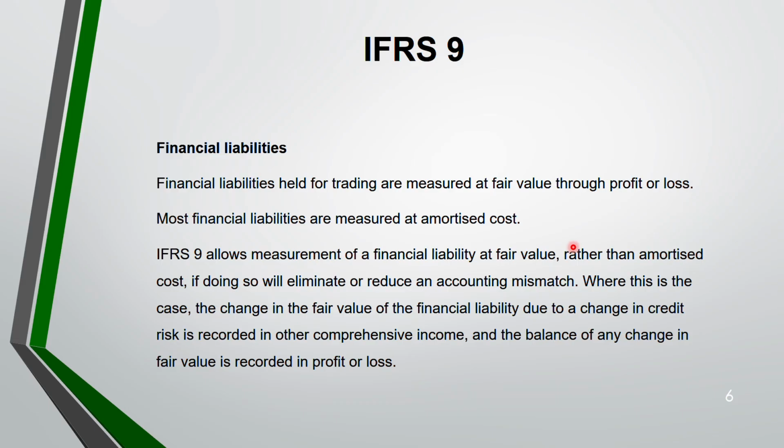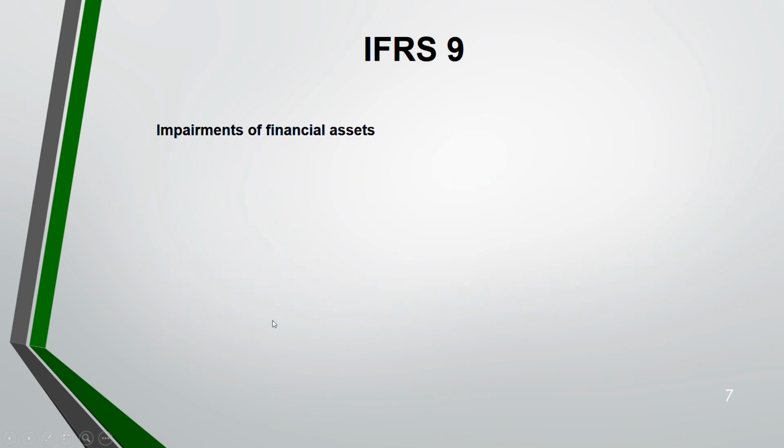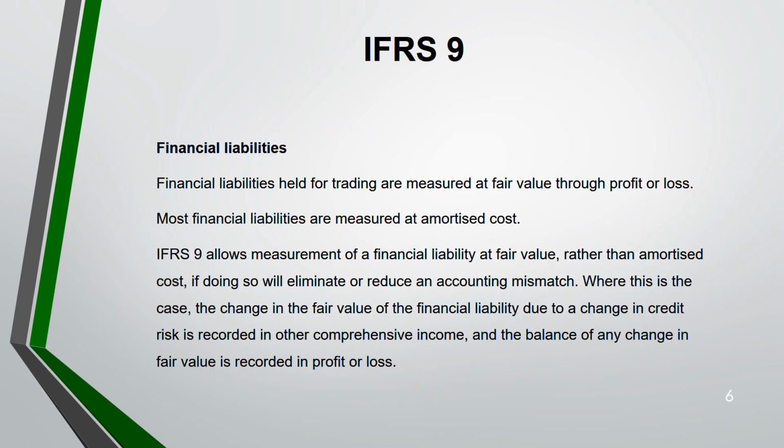So you are changing from amortized to fair value. This is one example of why you want to change. You will change this only when you want to reduce an accounting mismatch. See, for example, one thing you are measuring in OCI, and on the other side you are measuring it at amortized cost. It's an accounting mismatch. So bring it in profit and loss. Okay. Now, so that's it for financial liability. We only have amortized cost and fair value through profit and loss. We do not have fair value through OCI.